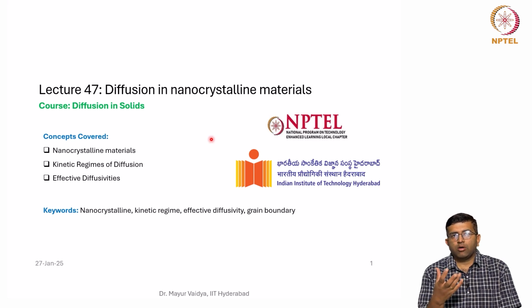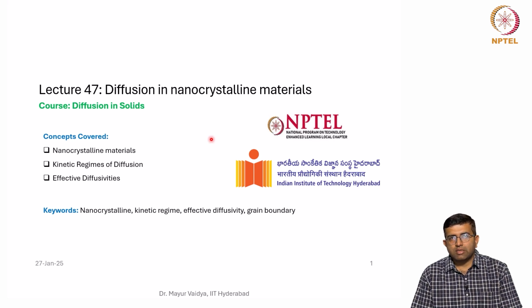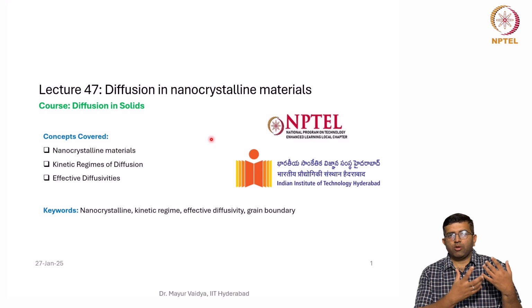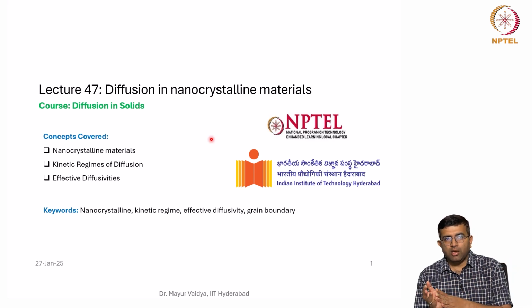We already saw, when we were talking about grain boundary diffusion, that a grain boundary acts as a faster diffusion path. So that influences diffusion, and that's why it is a good idea to consider these diffusion aspects in nanocrystalline materials separately. Although you will see that we will be talking about polycrystalline materials, or the kinetic regimes of diffusion in polycrystalline materials, going from a coarse grain size to a very fine grain size.